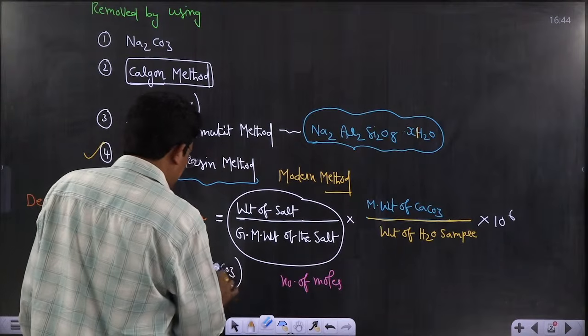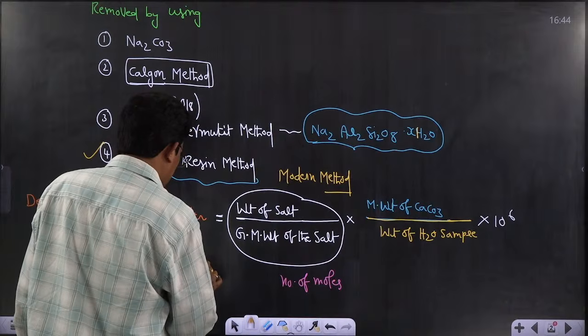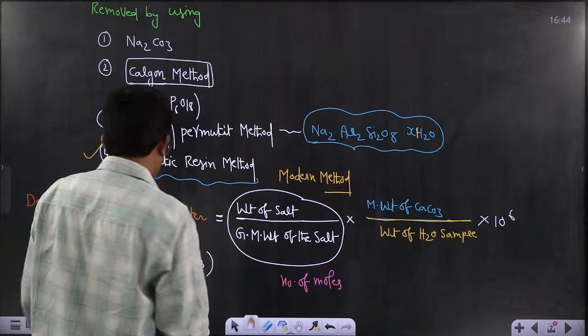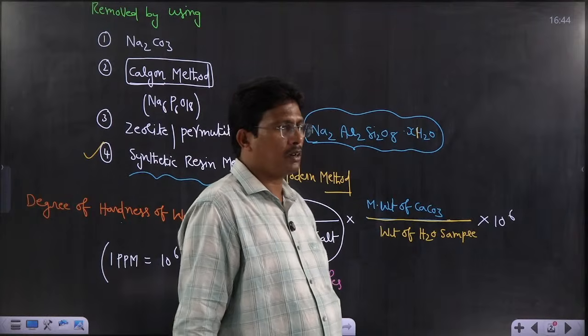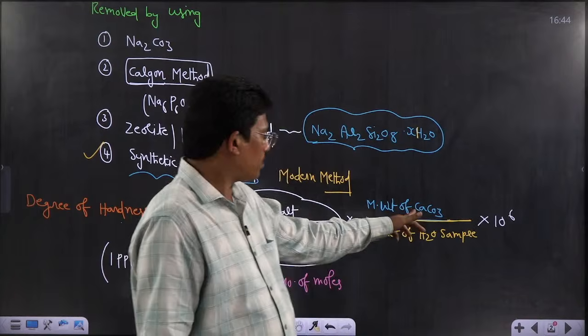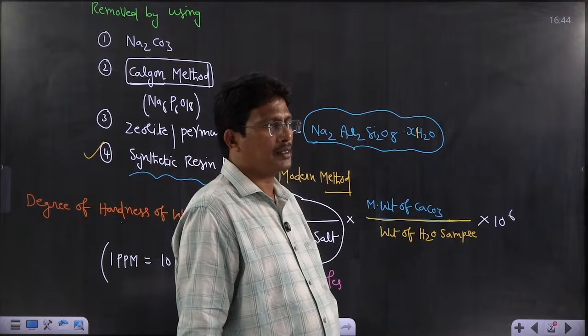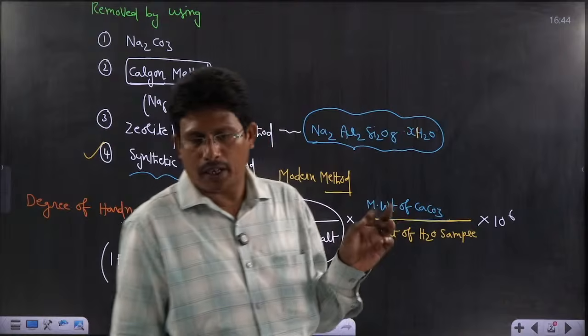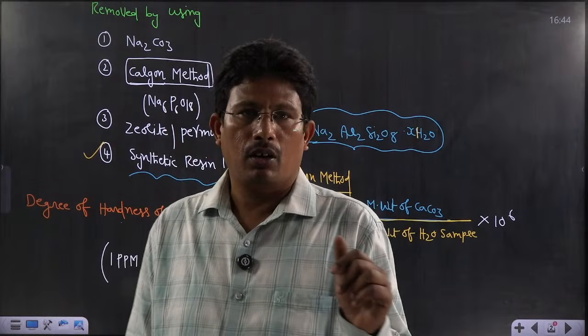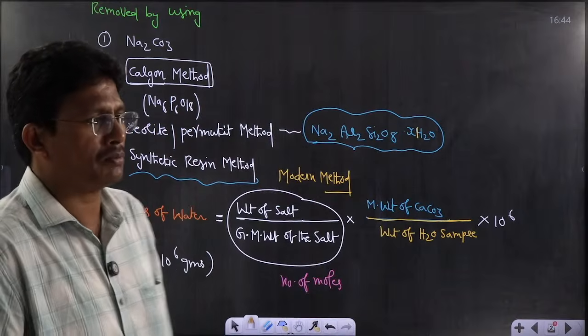It is expressed in terms of calcium carbonate. Hardness of water is expressed in terms of ppm of calcium carbonate. Calcium carbonate never causes hardness. Bicarbonates cause hardness: bicarbonates of calcium and magnesium, and chlorides and sulfates of calcium and magnesium.